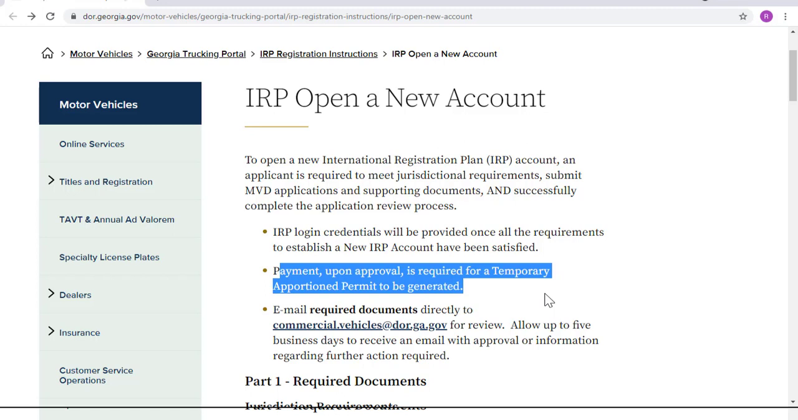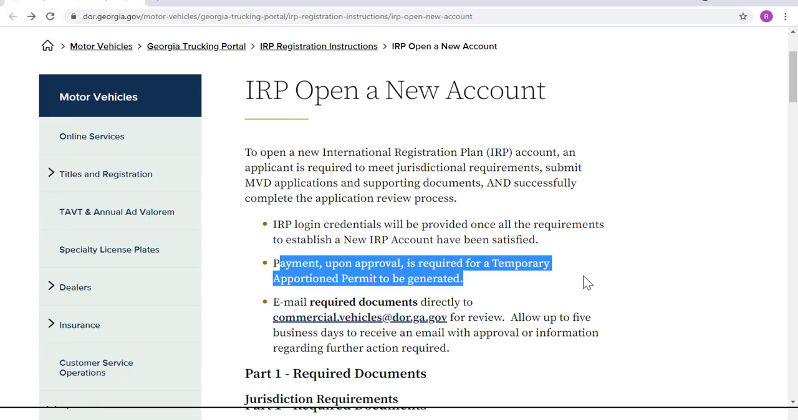So what does that mean? That means you can get on the road. You can put that cab card and that temporary registration in a truck and go. Okay, that is exciting news.